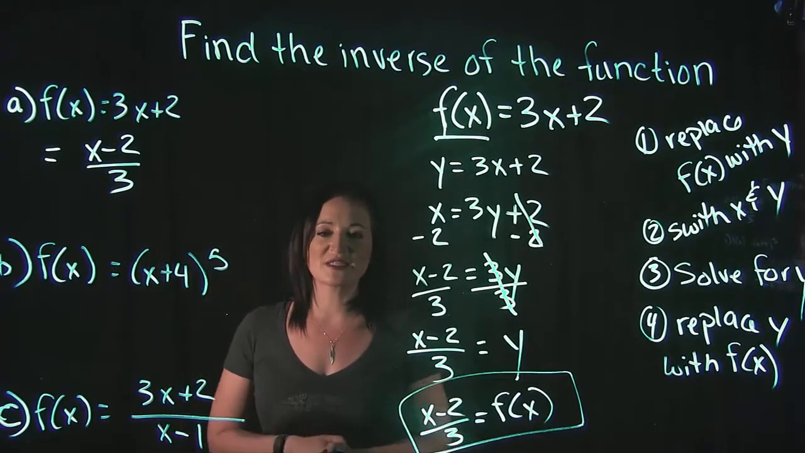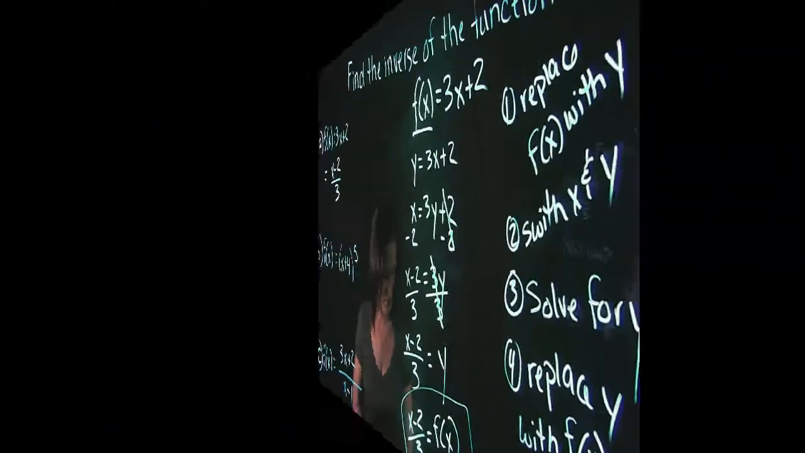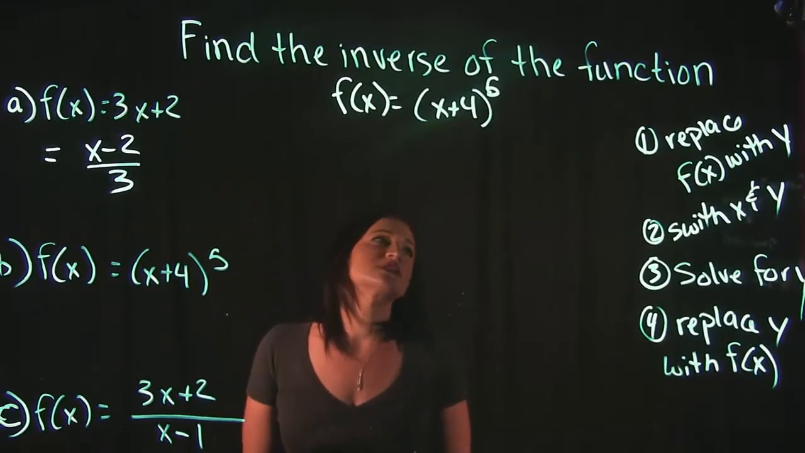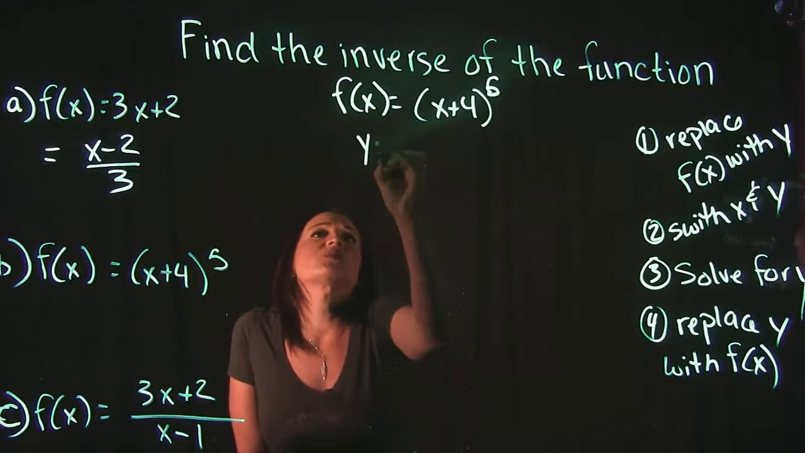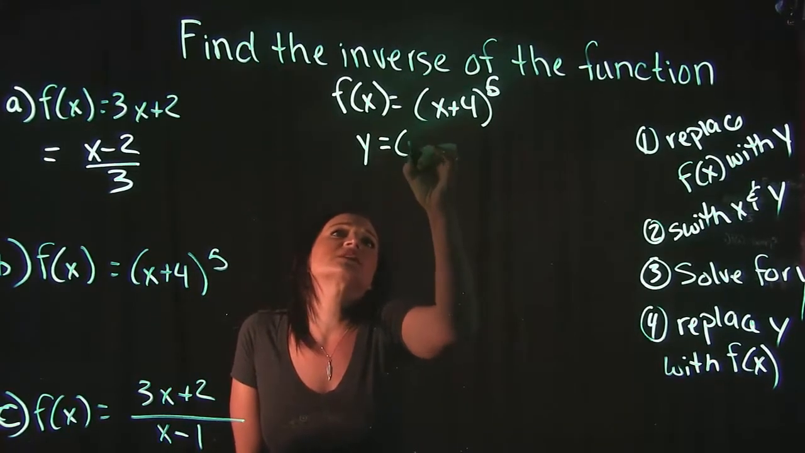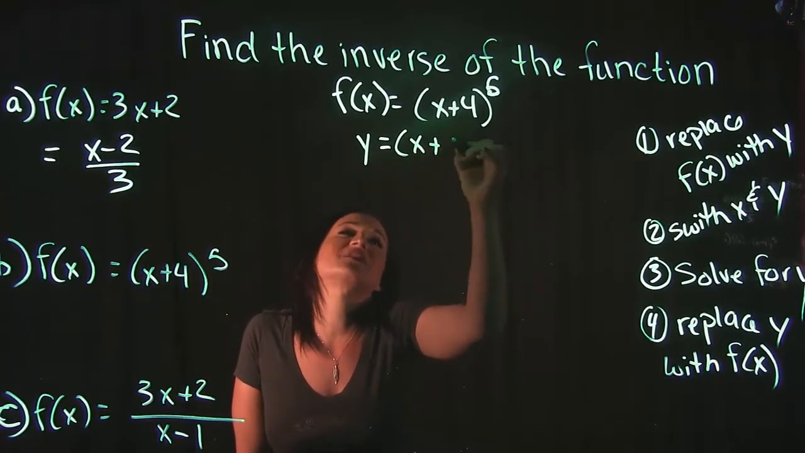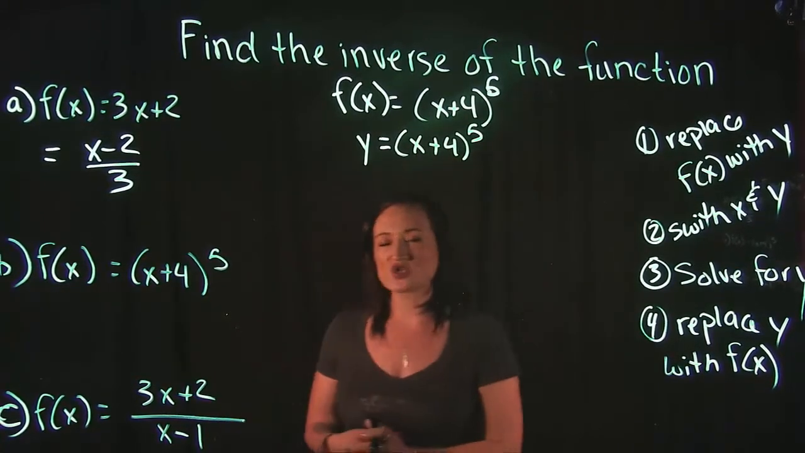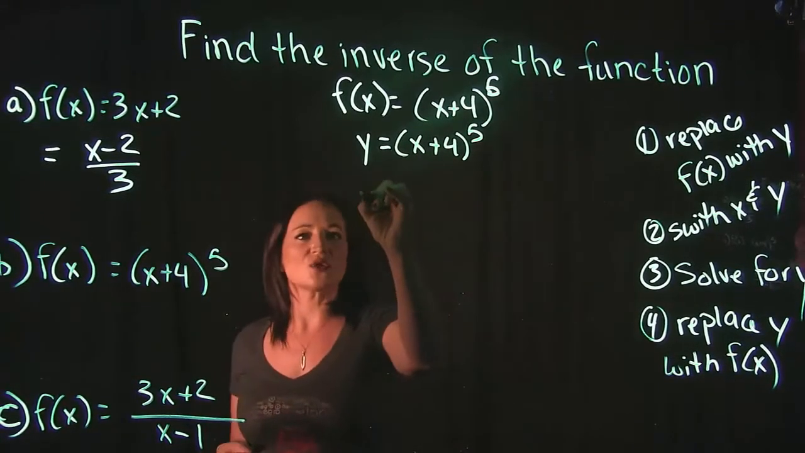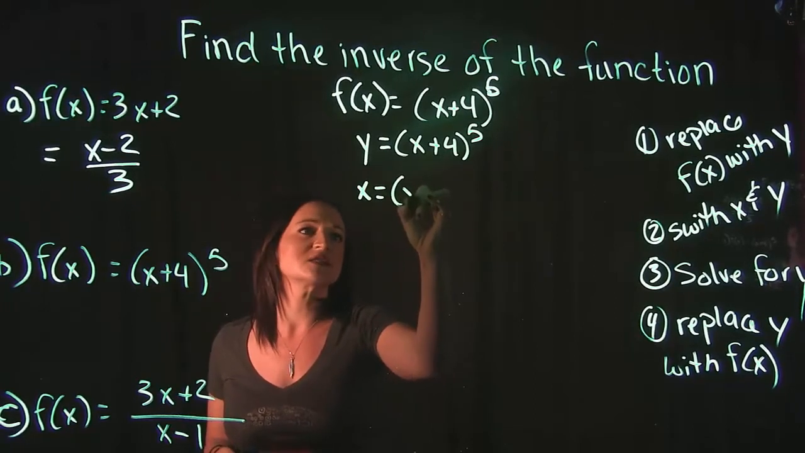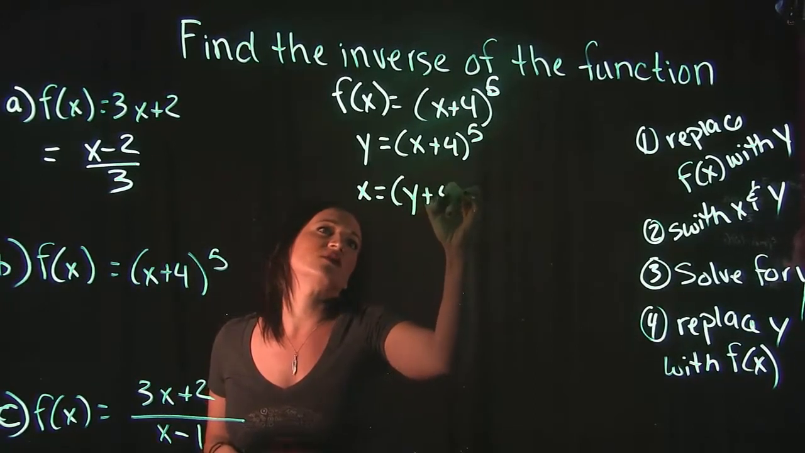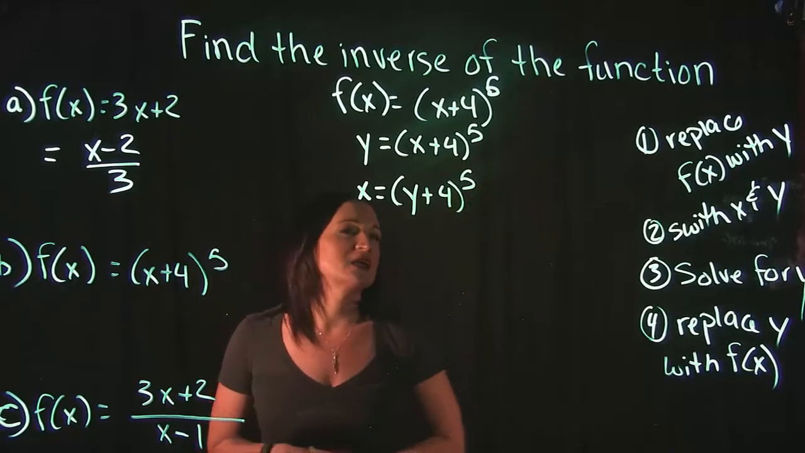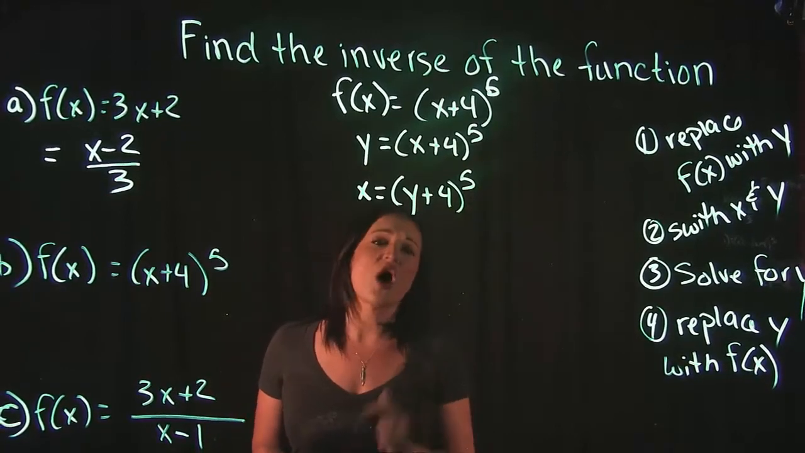So let's do the same exact thing with example B. Starting with example B, the first thing we're going to do is get rid of the f of x and replace it with y. Step 2, we are switching x and y. So this y here now becomes x, and this x over here is now y. Step 3, solve for y.